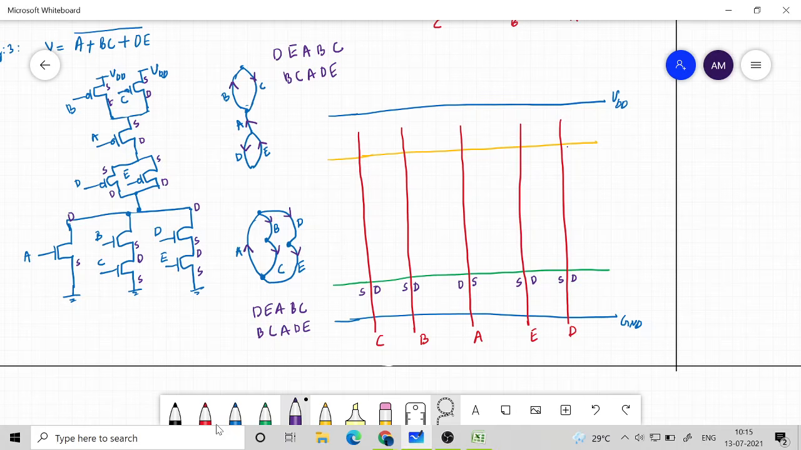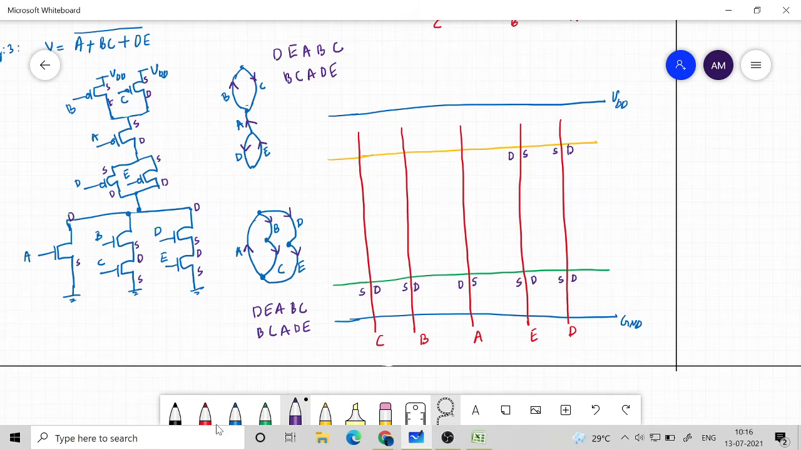So D is here. So this is the drain, and this should be the source, and the source is shared with E. So this is the source of E, and this will be the drain of E. The source of both D and E are connected, and the drain of E.